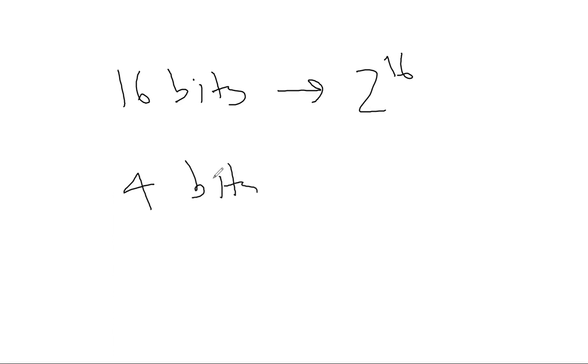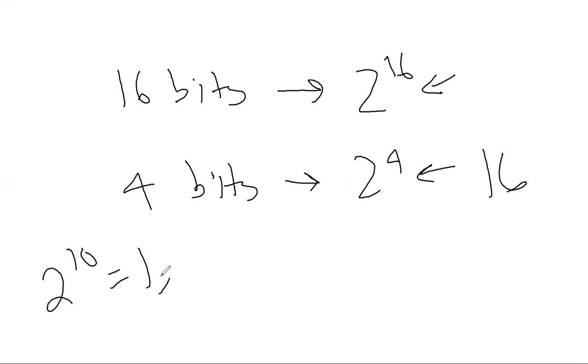If I have 16 bits to represent a bunch of combinations, how many combinations can I represent? 2 to the 16. If I have 4 bits, how many combinations can I represent? 2 to the 4. And I don't expect you to be able to tell me what this number is off the top of your head. I do kind of expect you to be able to tell me what that number is off the top of your head. 2 to the 4 is 16. And you should be able to calculate up to these bigger numbers.